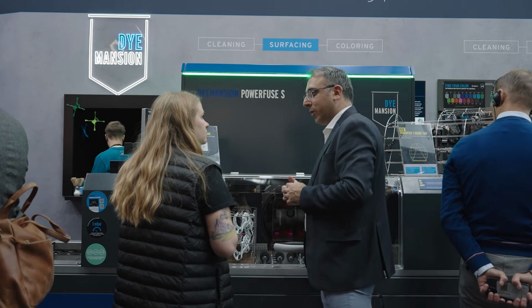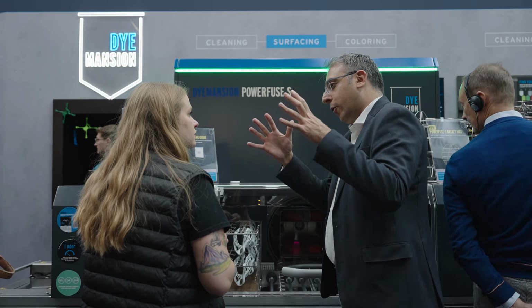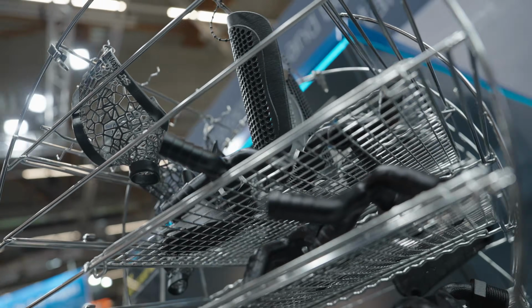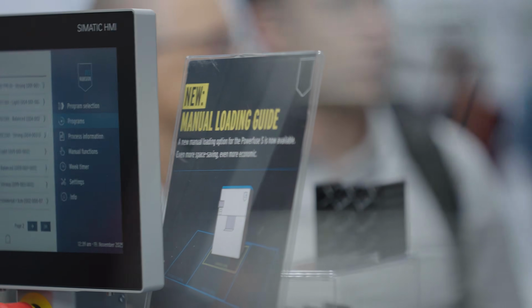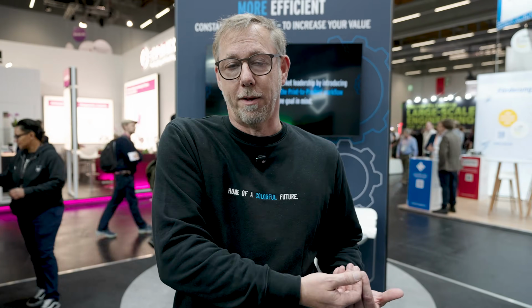Another very good example are the latest updates for our PowerFuse, the leading industrial vapor smoothing technology. So we did two things. One is we reduced the required space of the system by simplifying the loading process with the machine. So we reduced the required space by more than 25%, which again has impact on total cost of ownership because less space is required.